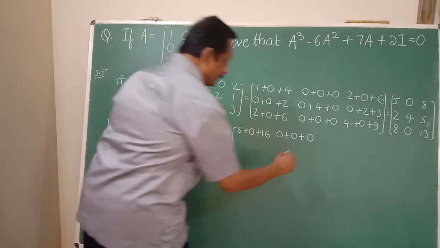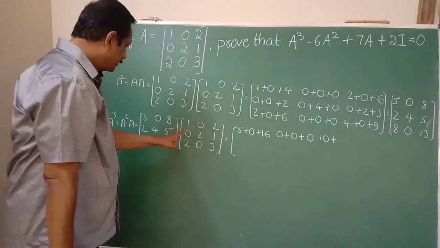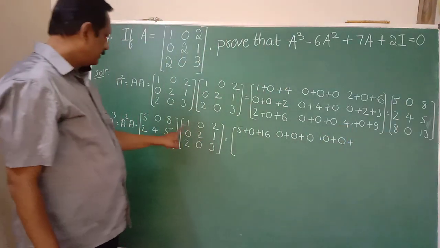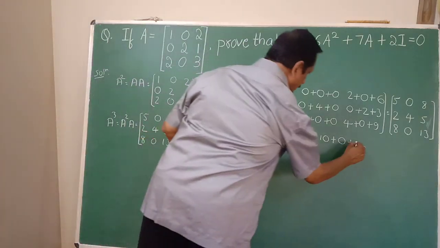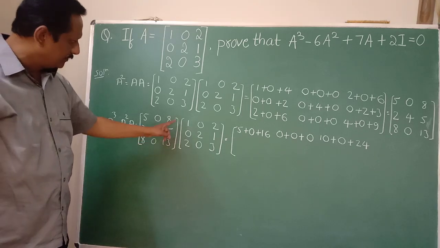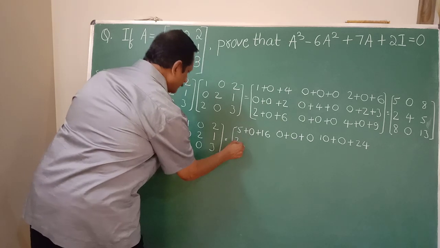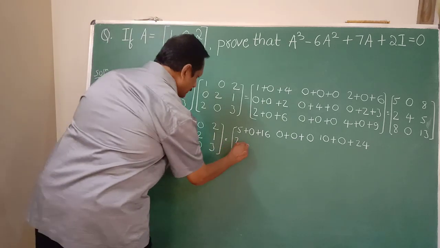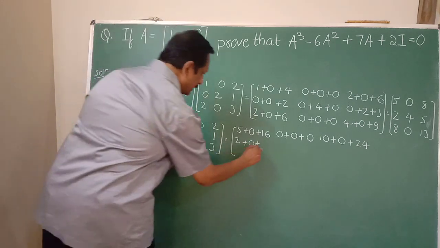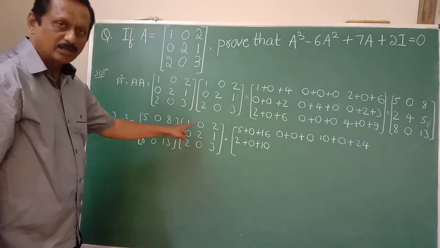Multiply first with the third column here. 5 2s are 10. So write here 10 plus. Then 0 into 1 is a 0. Plus a 0 plus here. Then 8 3s are 24. So plus 24 here. Then multiply second row with the first column here. Okay. So 2 ones are 2 here. It is a 2. 4 into 0 becomes a 0. Plus a 0. Plus. Then 5 2s are 10 here. Plus 10.